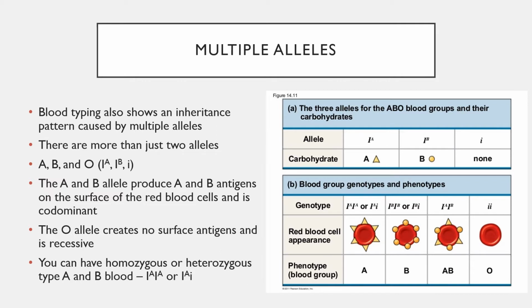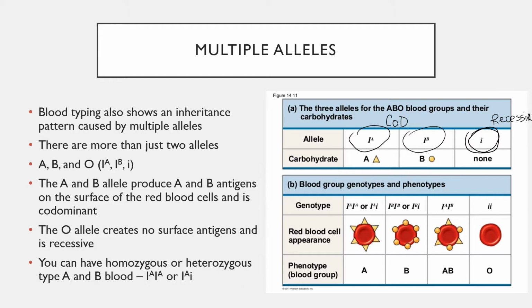Blood also takes us into a different type of inheritance pattern, and that is there's not always just a dominant and a recessive allele. You can have multiple alleles for one particular trait. So in this case, we have an allele for type A blood, an allele for type B blood, and those two are codominant. And then we have an allele for O blood, and this one is actually recessive. So you have a couple different inheritance patterns that are going to show up in just your ABO blood type.